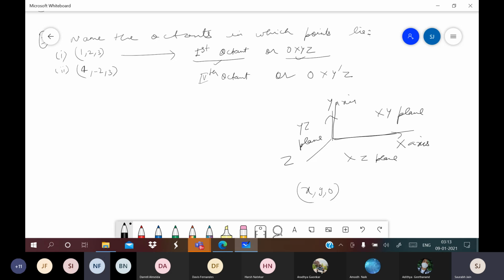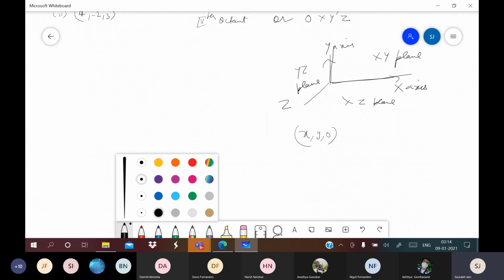Excuse me, sir. Yes, could you please explain question 4 from 12.3? 12.3 question number 4. Wait a minute. Okay, using section formula, you want to see that the points are collinear. Yeah, this is a good question.